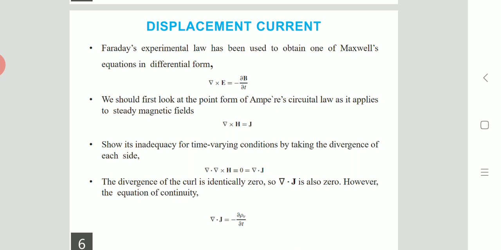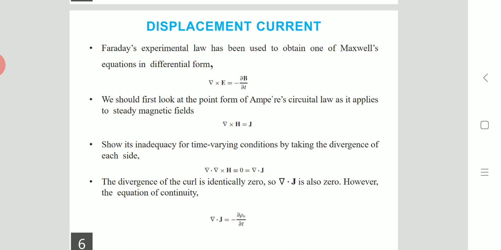Now let us show its inadequacy for time varying conditions by taking the divergence of each side. If I want to apply it to time varying magnetic fields, we test its adequacy by taking the divergence of each side, that is del dot del cross H is equal to del dot J. The divergence of a curl is identically 0, so del dot J becomes equal to 0.